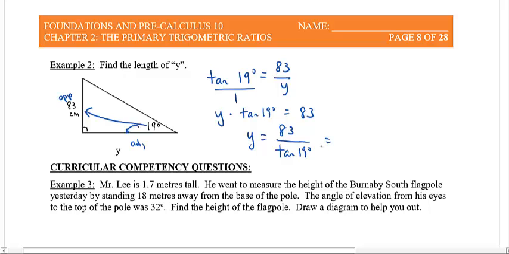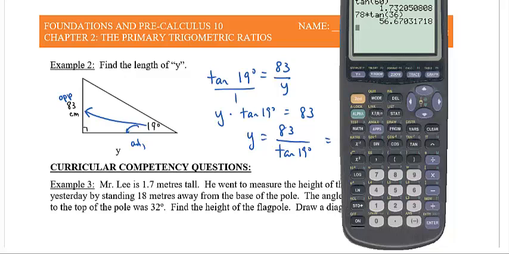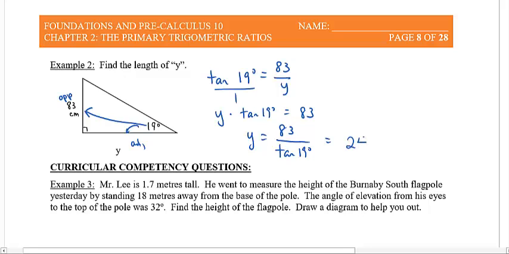And once again, calculator time. 83 divided by tangent 19. Close the bracket. Bam. Wow. 241 centimeters. There you go. Okay. So that's the basic skill.